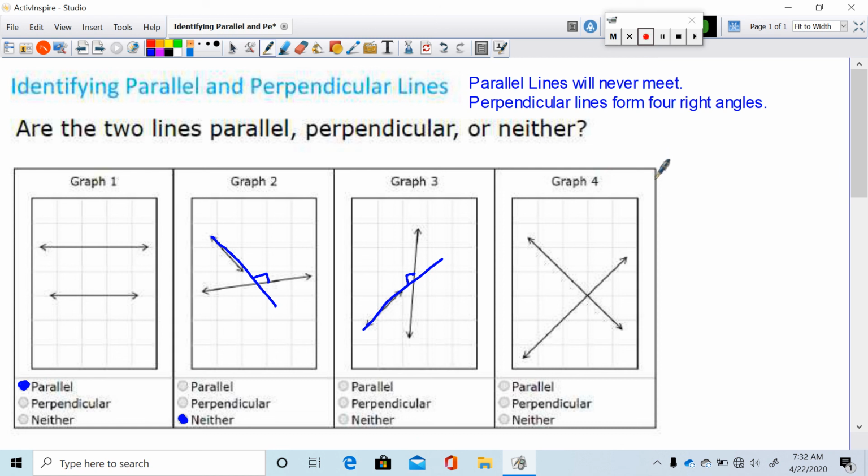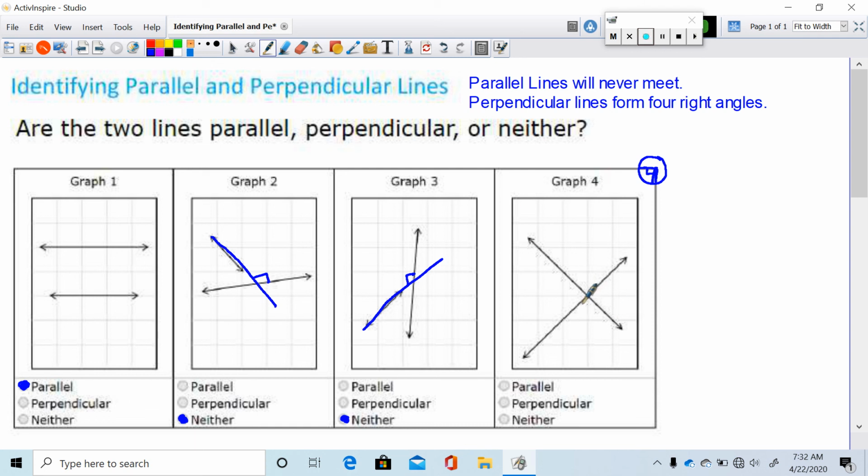Another good way to think of perpendicular is if you think like a corner of a piece of paper, like this corner right here. See how it's perfectly angled? That is forming a right angle. That's perpendicular. So this graph 3 looks nothing like the edge of this. So it's neither.